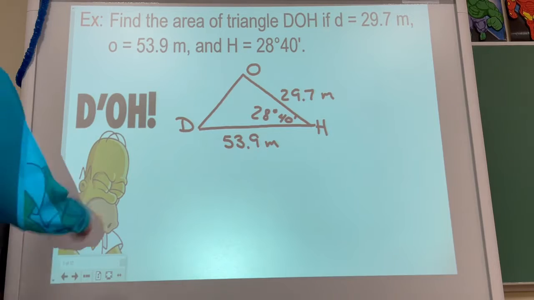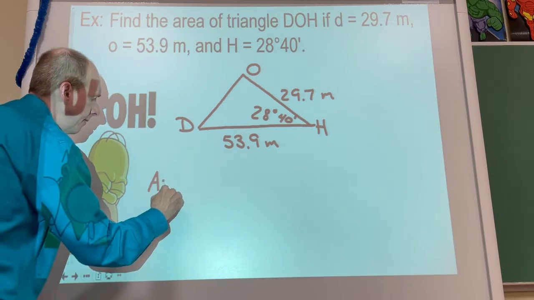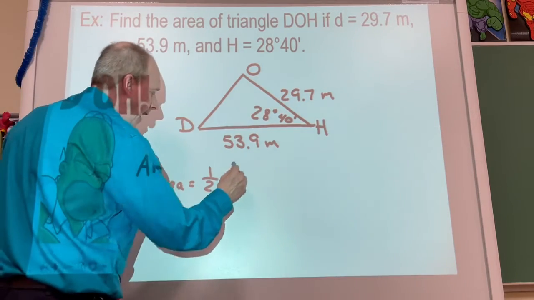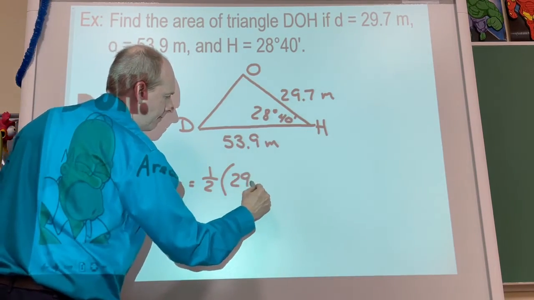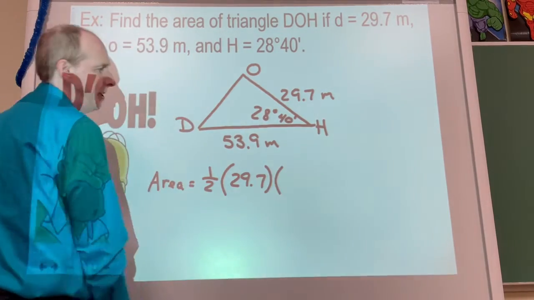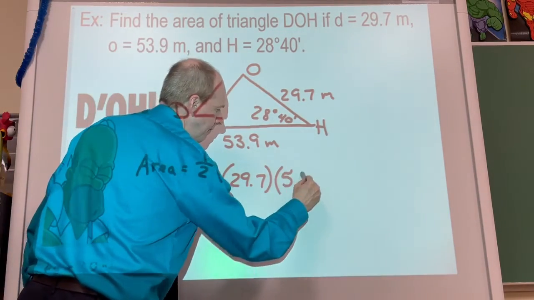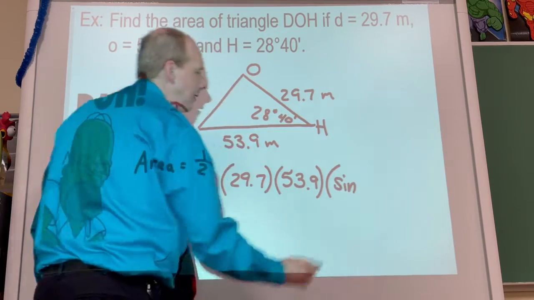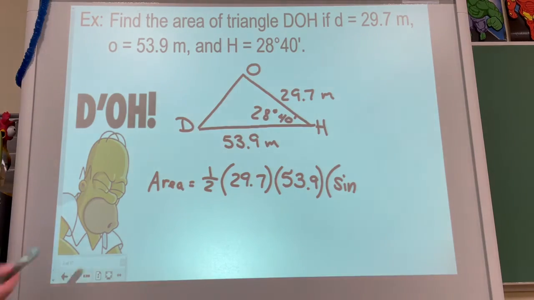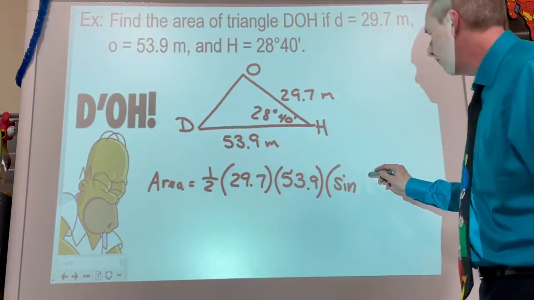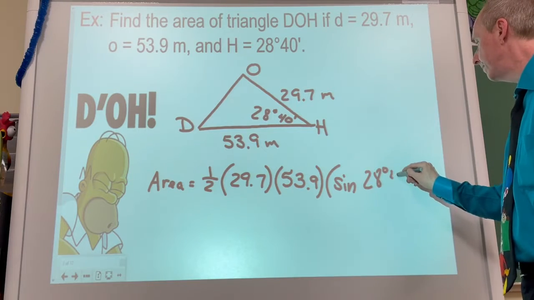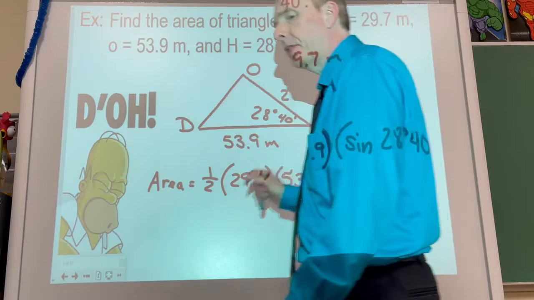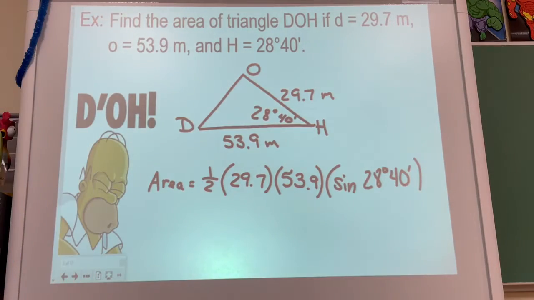If we're looking for the area of our triangle, our area would be 1/2 times a side, how about 29.7, times another side, how about 53.9, times the sine of the included angle, so 28 degrees, 40 minutes. Put this in our calculator, and we'll have our answer.